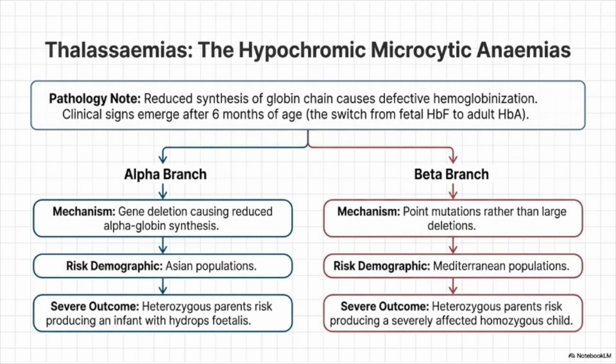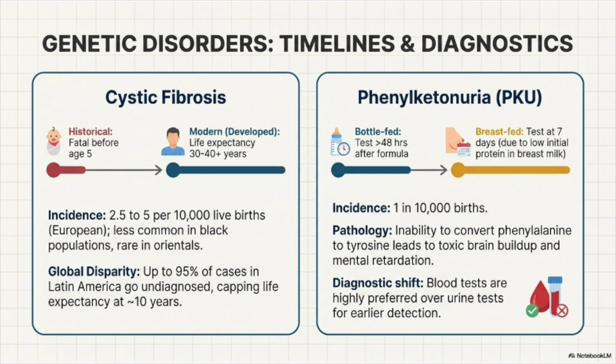In the beta branch, the mechanism is point mutations rather than large deletions, mostly affecting Mediterranean populations, and heterozygous parents risk producing a severely affected homozygous child. Looking at timelines and diagnostics, cystic fibrosis was historically fatal before age 5, but with modern treatment in developed countries, life expectancy now extends to 30 to 40 years or more.